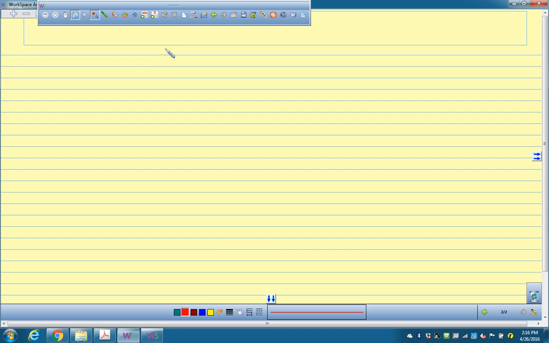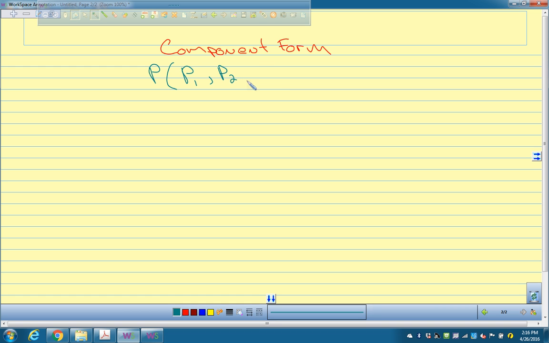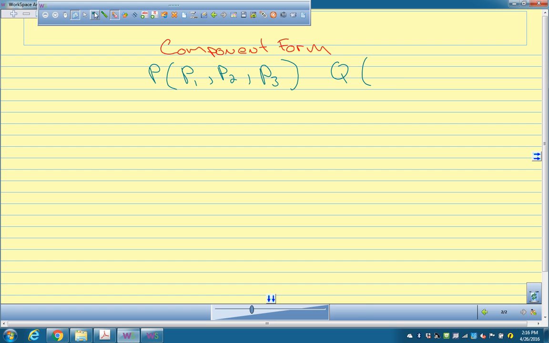Component form of a vector, new page. It's kind of a lot of tedious stuff here, but we'll get through it. If you have a point in the 3-dimensional plane P, which has coordinates p1, p2, p3, and you have another point Q, which has coordinates q1, q2, and q3.